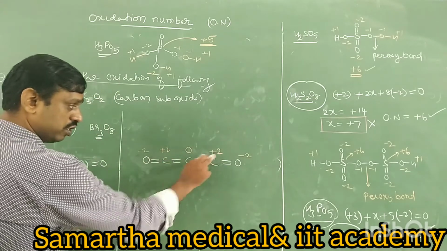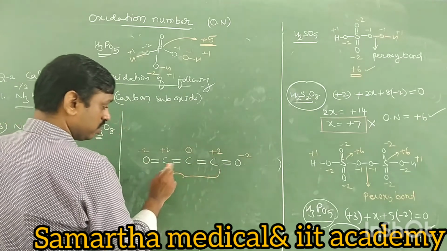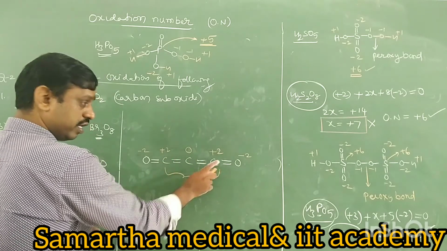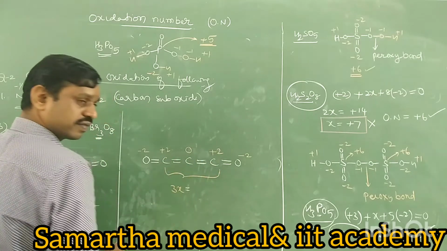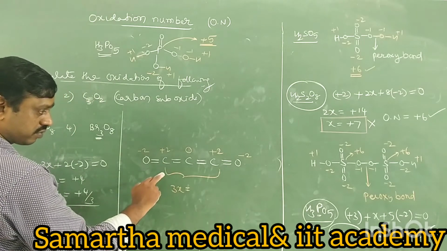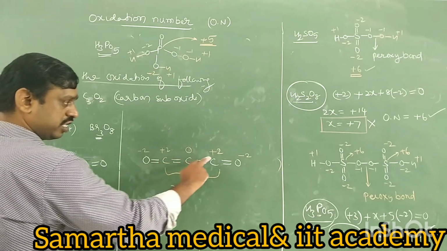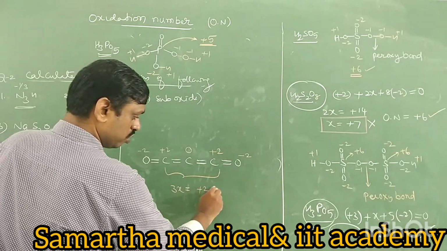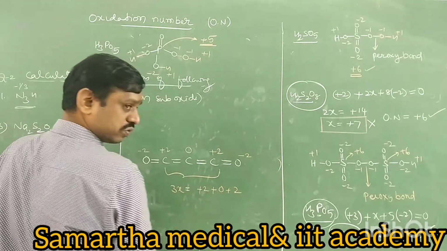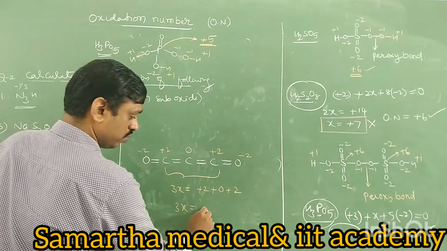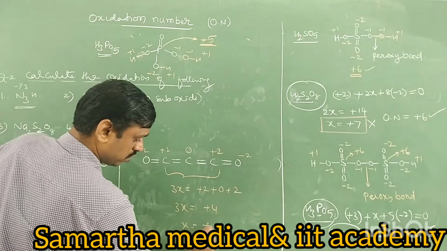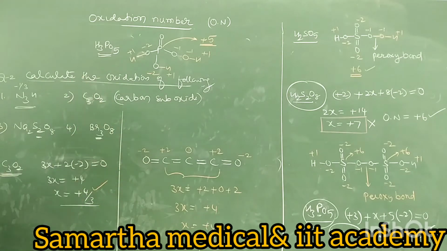But now this is plus 2, plus 2. But there are total 3 carbons. Take 3x. This is plus 2, this is 0, this is plus 2. Then 3x equal to plus 4, x equal to plus 4 by 3. So it indicates that this is an average value. You need to understand the structure.